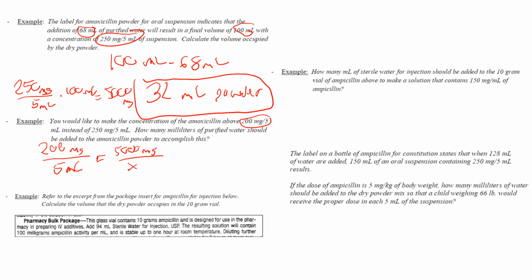How many milliliters is this total? So if we isolate x, we get 5,000 times 5 divided by 200. We get x to be 125 milliliters, but this is milliliters of the total solution, and we do need to subtract out the powder. So if we do 125 minus 32, we get that we need to add 93 milliliters of water in order to make that solution work.